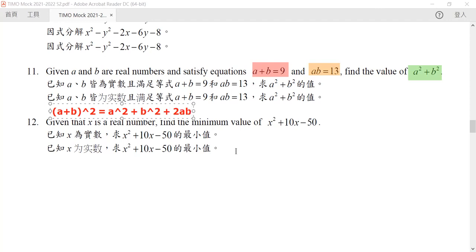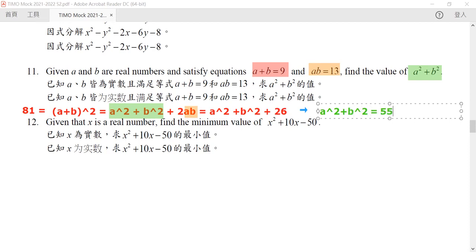But look, this is equal to 81. This is equal to 81, but here, this is our green part. As long as we know what is the remaining of this, then we can find the solution. But this is something we know, because we know AB is 13. So this one is exactly equal to A squared plus B squared plus 26. So all we need to do is just subtract the whole thing by 26, and hence we will get our answer. So at the end of the day, A squared plus B squared is equal to 55.